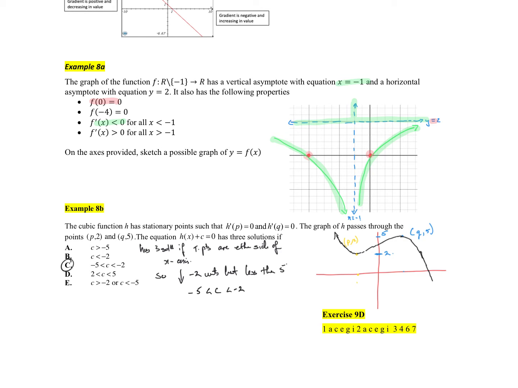Right. If we consider B, the cubic function has stationary points such that h dash of P is equal to 0 and h dash of Q is equal to 0. So at the point P and the point Q, we have stationary points. The graph of H passes through the points P(2) and Q(5). So there's the coordinates of those stationary points.